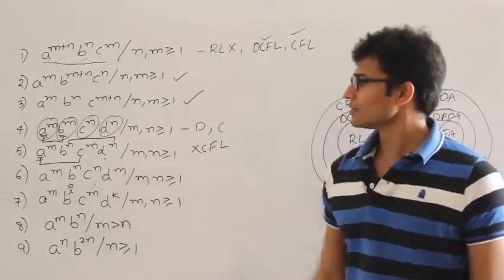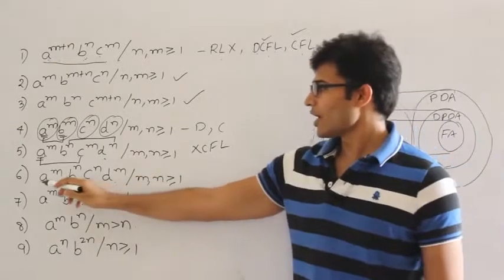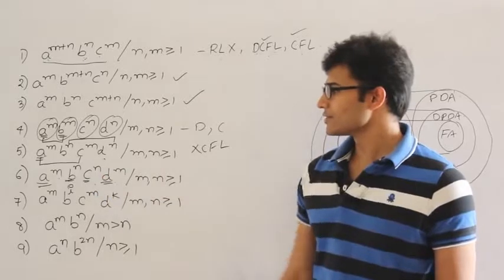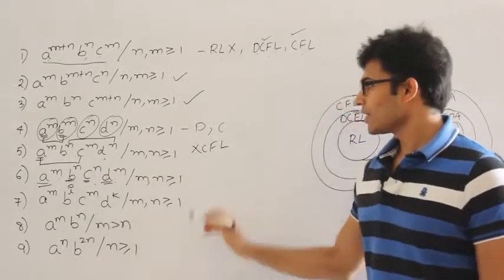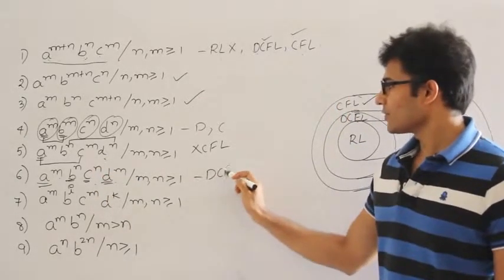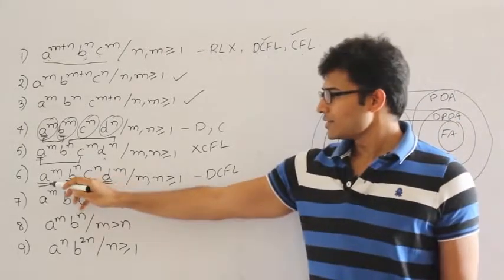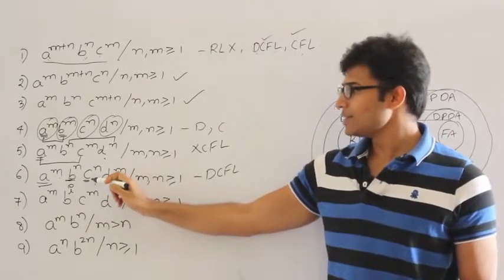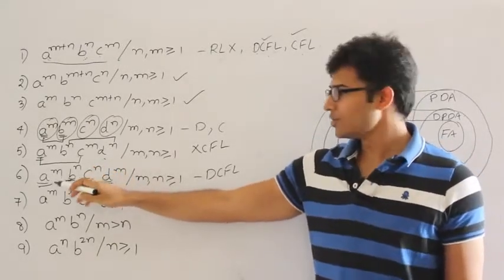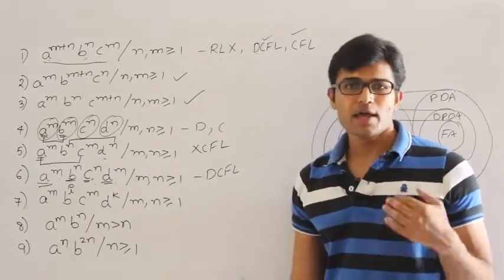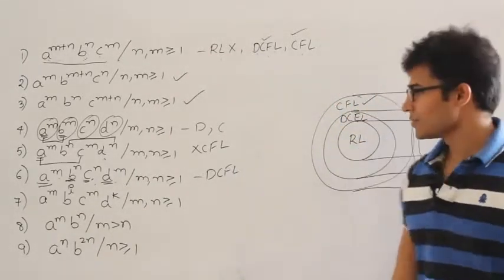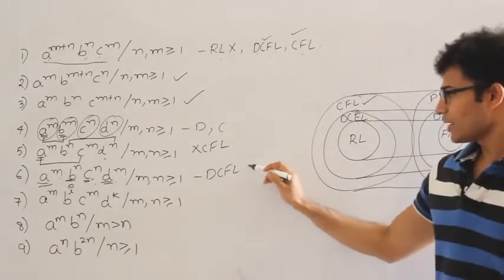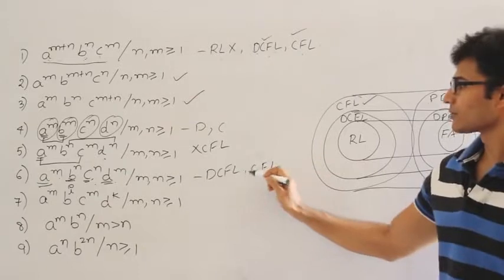What about this one? This is not regular because you have to save a's and compare against d's, save b's and compare against c's. But this is definitely a deterministic context free language. The reason is, on seeing a's you push a's, on seeing b's you push b's, and on seeing c's you pop b's, which means we know whether to push or pop and we have no non-determinism here. Therefore this language is deterministic context free and hence context free also, right?